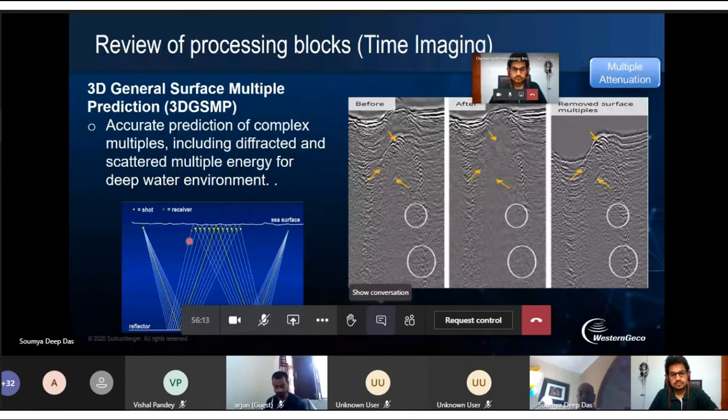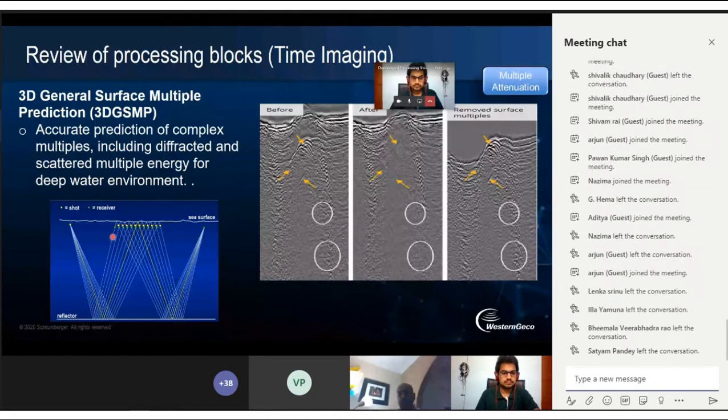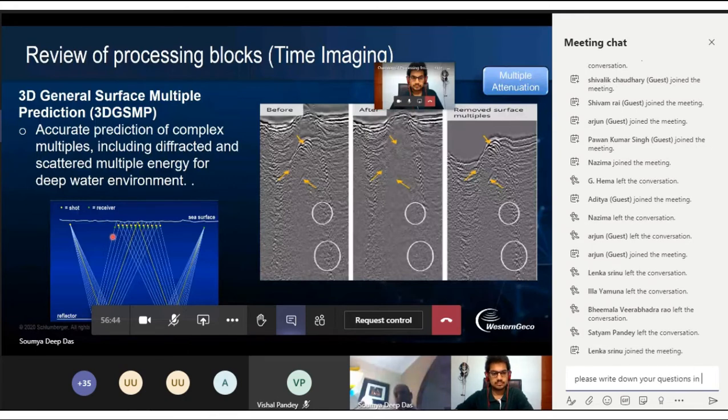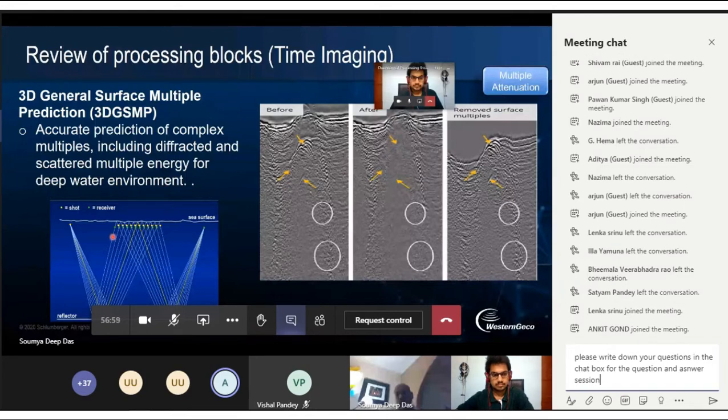So here in the image is a stack where you can see the multiple of a very complex water bottom. This is probably deep water, because it works very well for a water bottom which is above 200 meters. So you can see the multiple, and it is pretty complex here. And this is the second image where we have attenuated the multiple the best we can with this algorithm. On the right is the model that has been generated from the 3D GSMP. So you can see in this complex environment how the 3D algorithm, or 3D GSMP, has predicted and attenuated the multiple. So 3D GSMP is generally a multiple predictor. Once we have the model, we have the input to remove the model. So it's a two-step process.